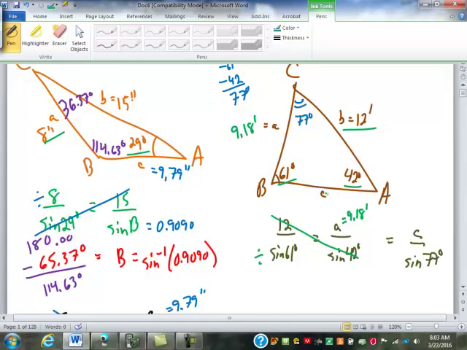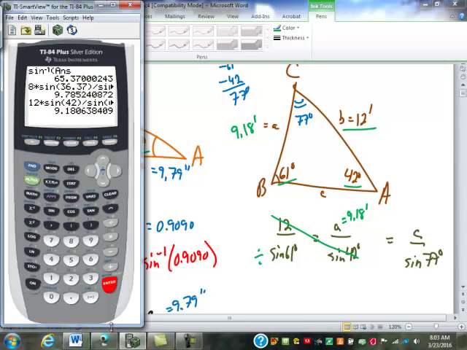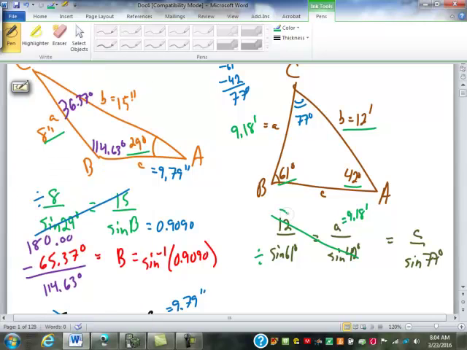Did you get something different? Yeah, 7.196. Let me try it, see if I punched in something wrong. I think you hit another number. 12 times the sine of 42 divided by the sine of 61. 9.18. No. 42 is angle A, 61 is angle B. Yep. So it's 12 times the sine of 42 divided by the sine of 61.